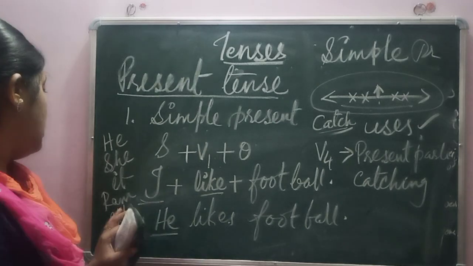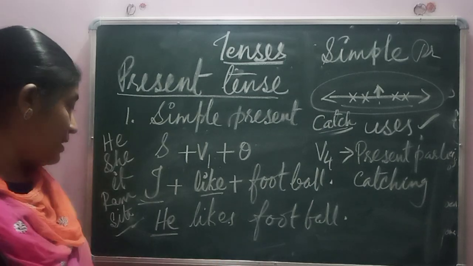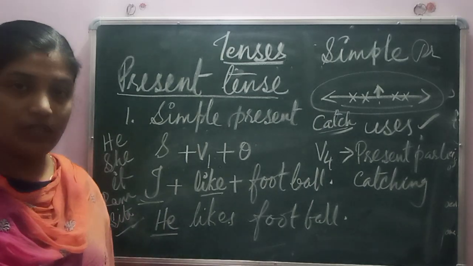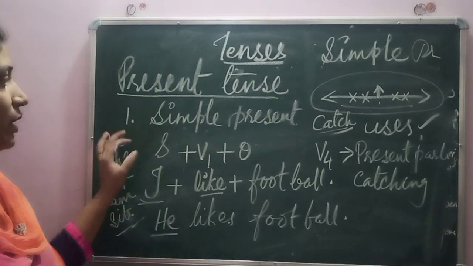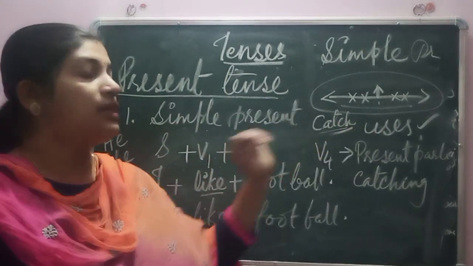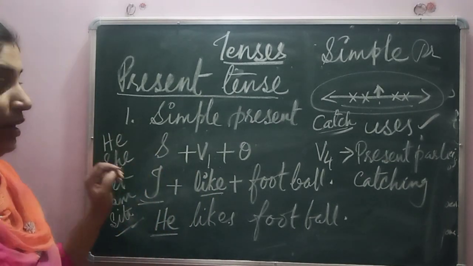Clear? If it is she, she likes football. It liked football. We can't say like that. But Ram likes football. Sita likes football. We like football. I hope you understood this much. So you have to learn the name of the tense, uses, and the structure. Structure is very important.